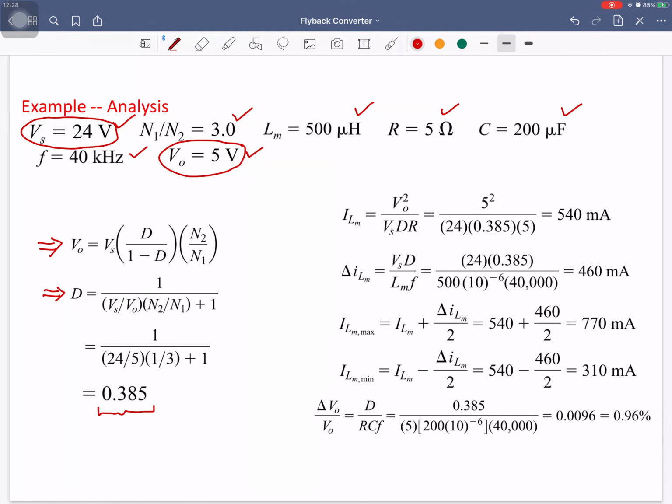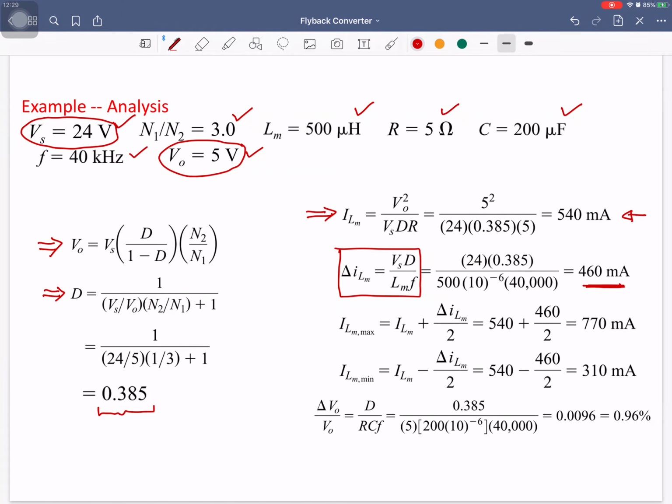Now what will be the magnetization current? We have derived the expression for that one. Just use that one, plug in the values, and 540 milliampere is the magnetization current. And the current ripple now can be calculated with the help of this expression derived earlier. So the current ripple is quite high, 460 milliampere.